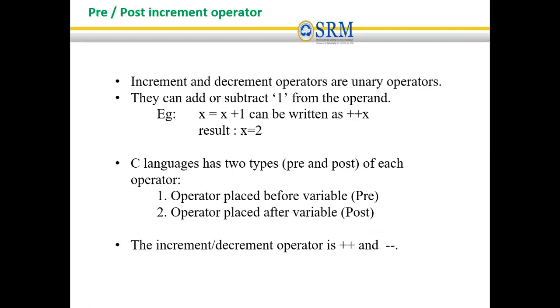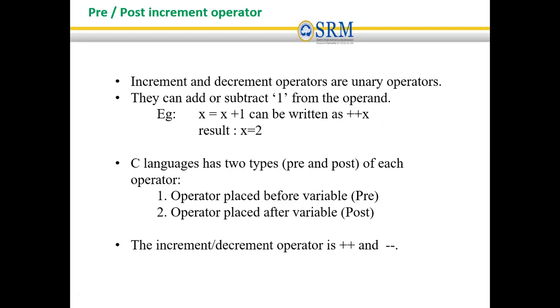Next, we are going to talk about pre and post increment operators. The increment and decrement operators are actually called unary operators because they are applied on a single operand. It means they can add or subtract one from the operand. For example, x is equal to x plus 1.